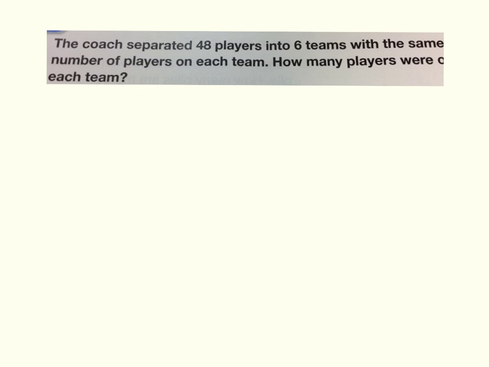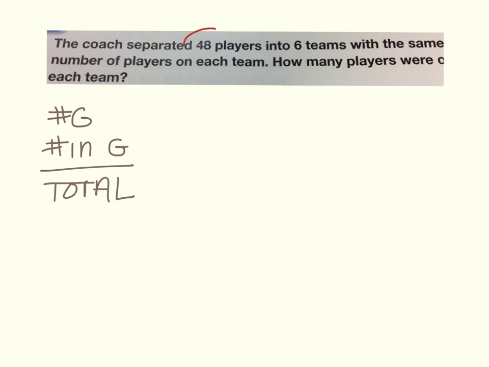Okay, let's take a look at this one, and again, realizing that it is a lot of just playing around with the numbers. As a reminder, we need the number of groups, the number in each group, and our total. So if we look at this one, we say the coach separated 48 players into 6 teams with the same number on each team. How many players were on each team?